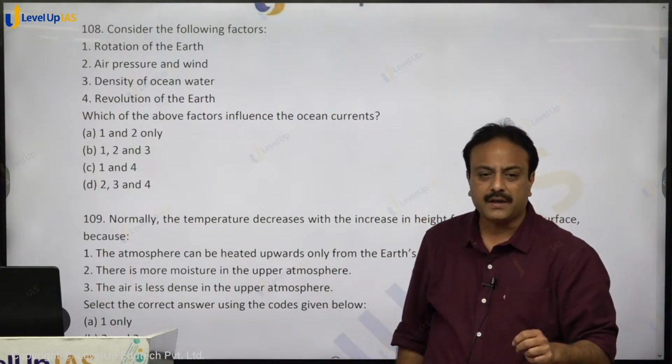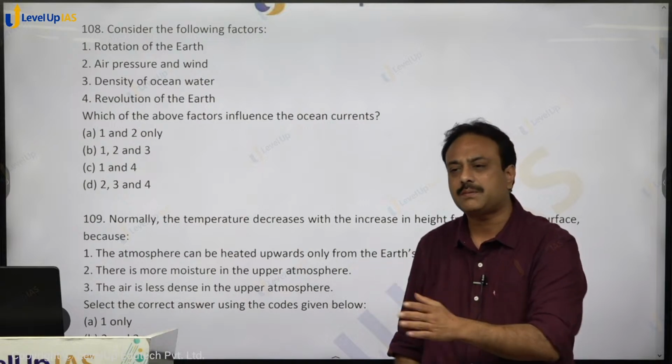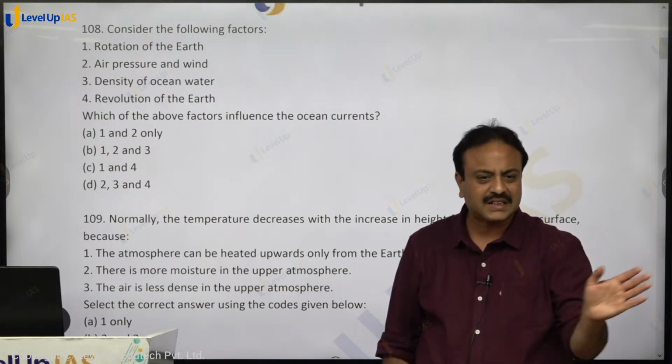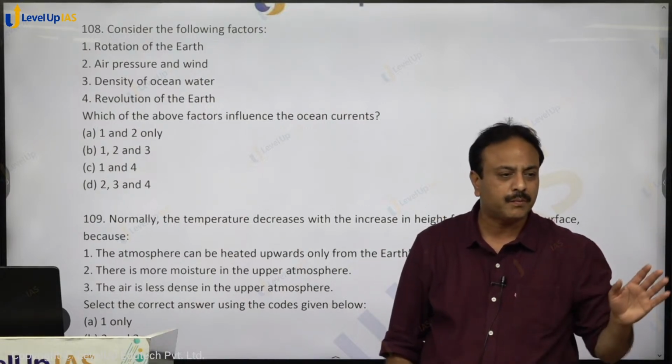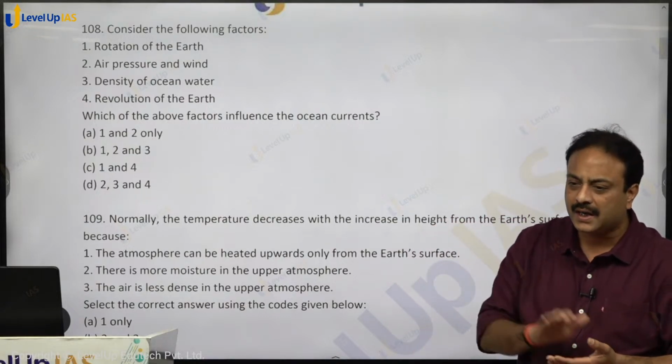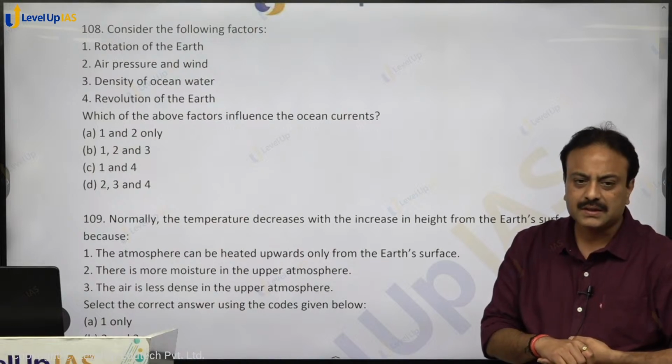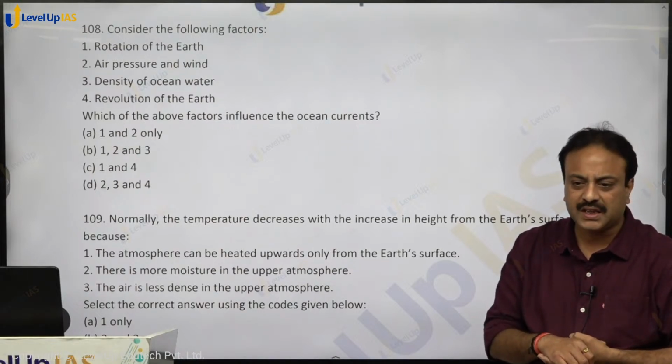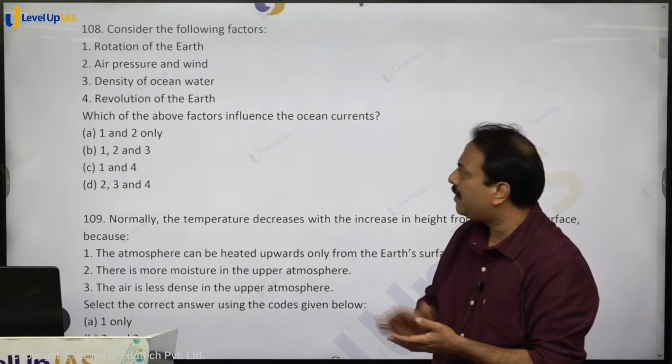Air pressure and wind. From a high pressure area, air starts blowing towards a low pressure area. It drags the surface water forward. It provides a momentum for the movement of water, and that is the reason for the movement of North Atlantic drift, right? It gets power by the movement of westerlies. So air pressure and wind plays the role.